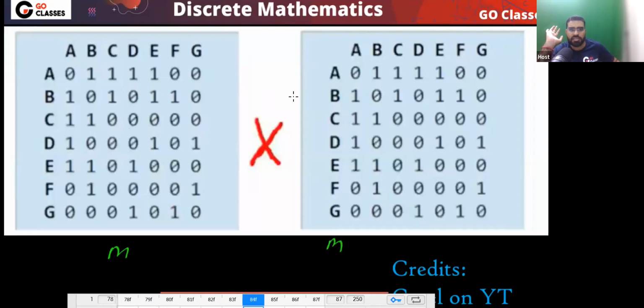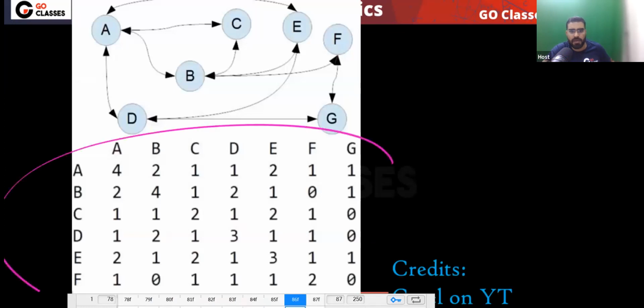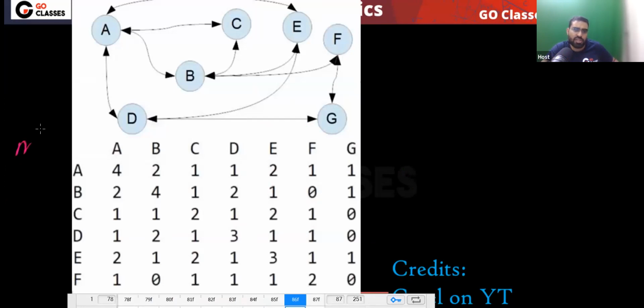If you multiply this by this, what will you get? Then you will get this matrix. Now what is this matrix telling you? This is your M square. What should this give you? A simple question I am asking. This M square should give you walks of length 2.